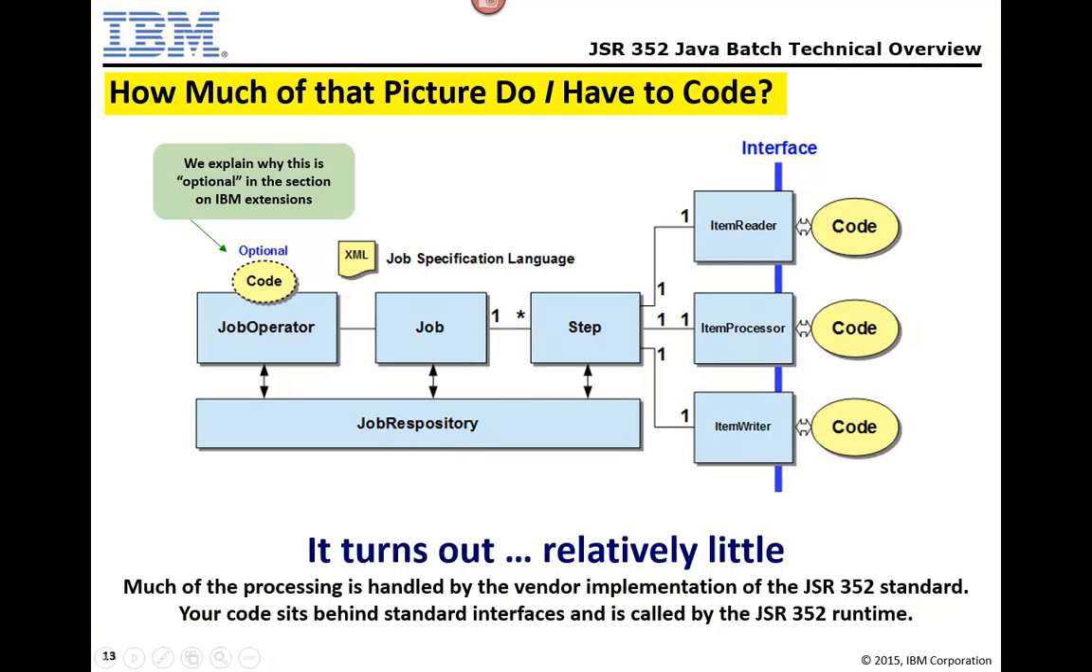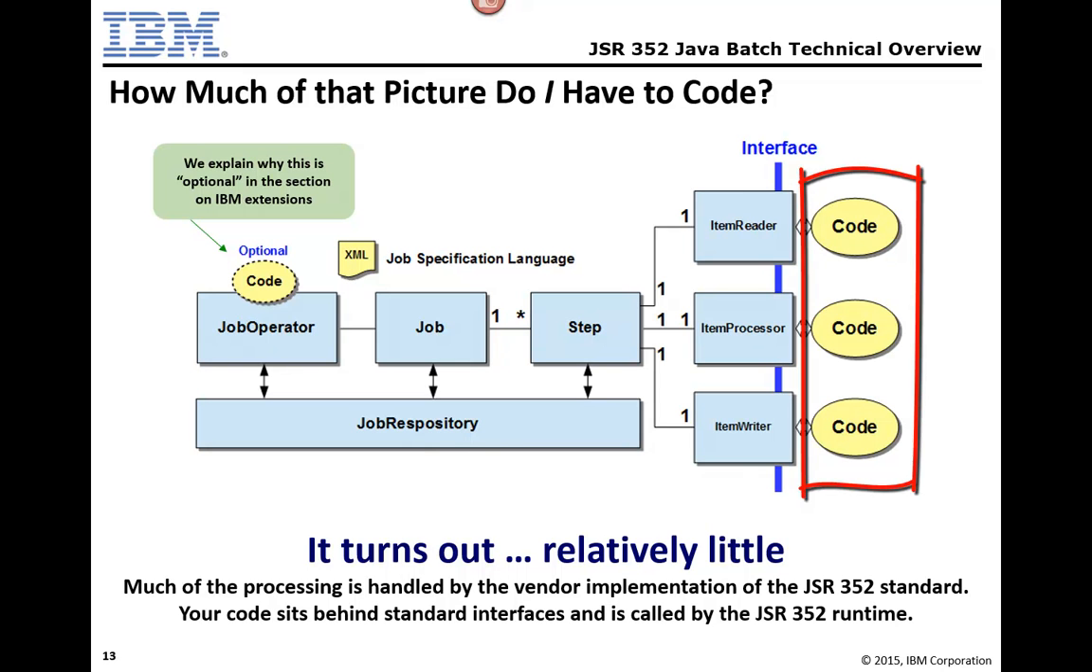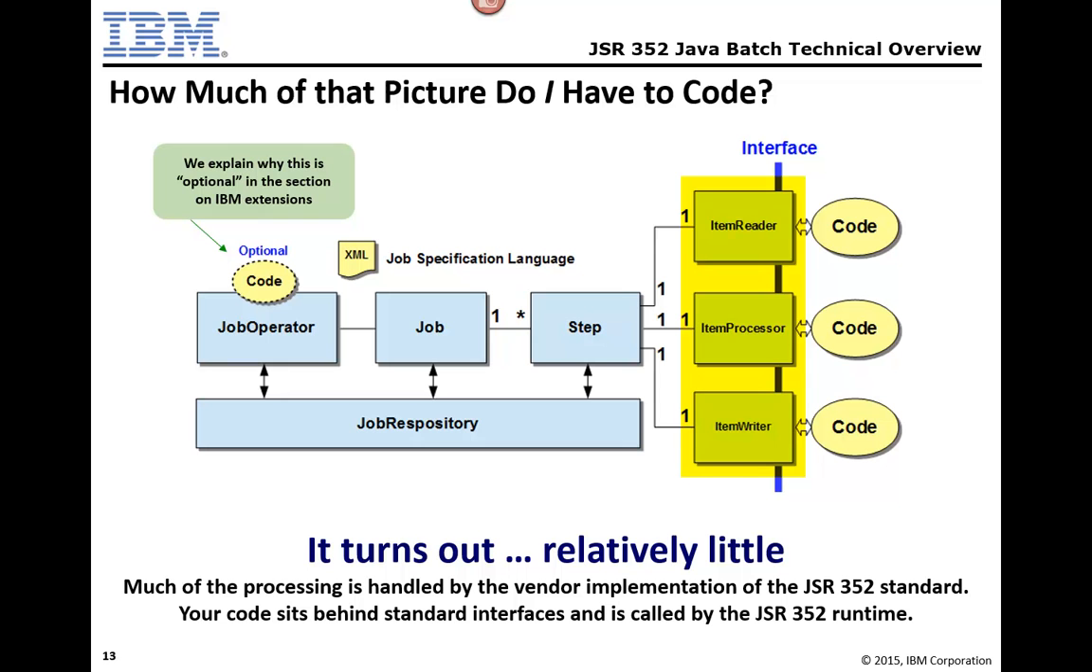The chart we just showed looks like the Java batch programmer has a lot of work to do, but that's not the case. Most of what was on that diagram is functions supplied by the JSR352 runtime. This chart shows what the Java developer has to write. On the right side of the chart, we see the light yellow ovals. Those represent the Java code that implements the item reader, item processor, and item writer. That code sits behind the JSR352 interface for each and is invoked by JSR352 runtime as the batch job runs.